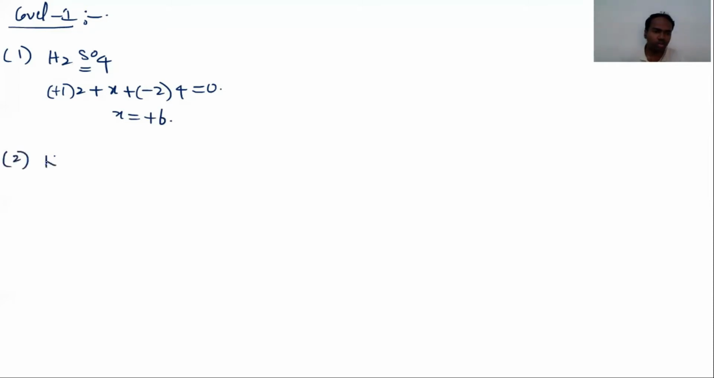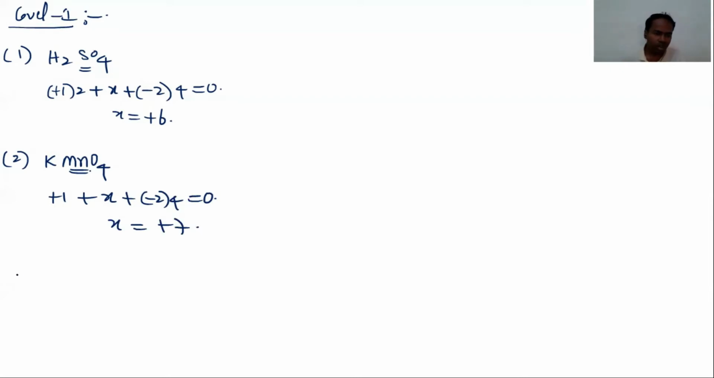Take one more molecule, potassium permanganate, manganese. How can you find the manganese? Potassium is always +1 because it is an alkali metal. Manganese is X. Each oxygen is -2 into 4, is equal to 0. X is equal to +7.